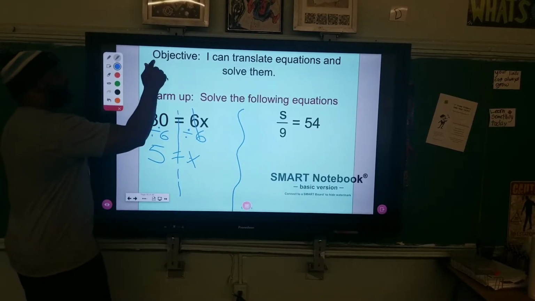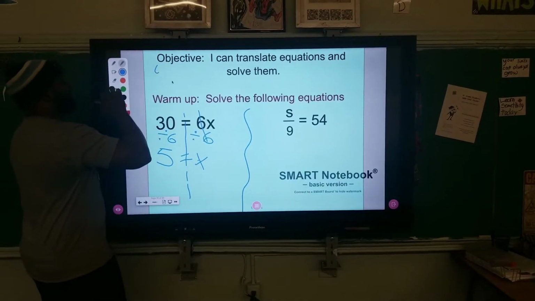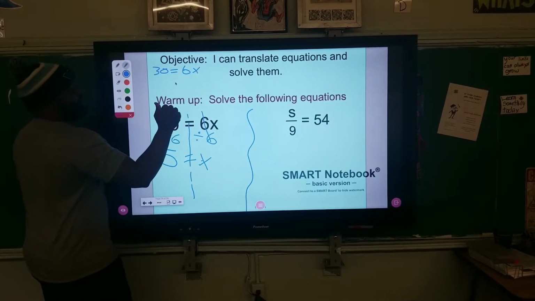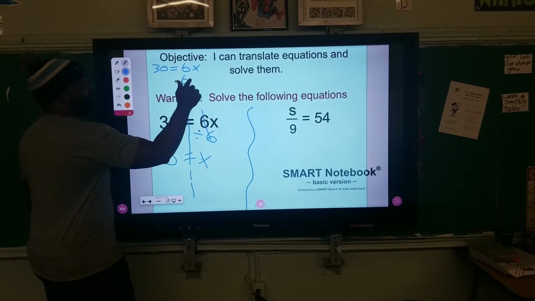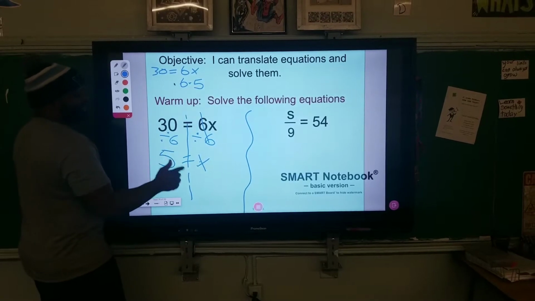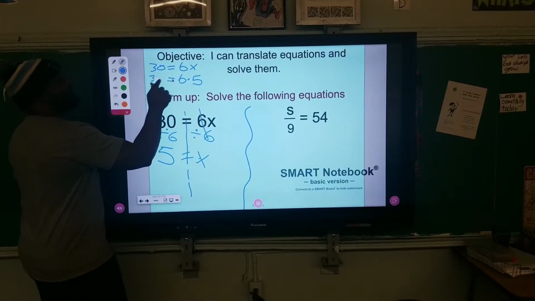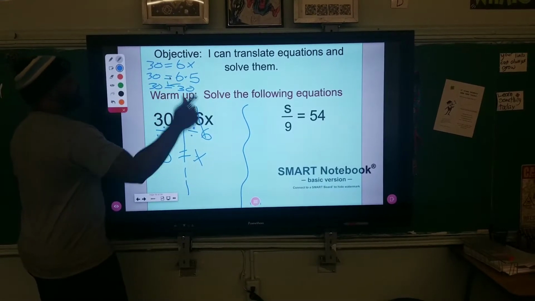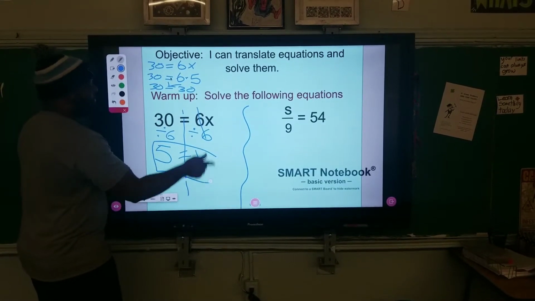We will check our work. So we will do, I don't want to write it backwards, we'll do 30 equals 6x. And instead of x, we will put in what we think the answer is. So 6 times 5 here is 30, and 30 equals 30. This works. Here's our answer.